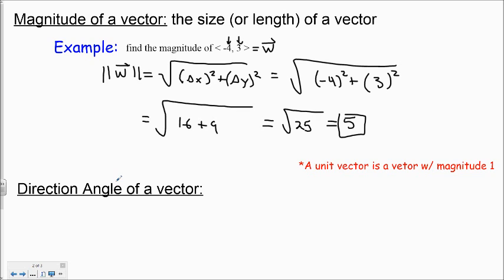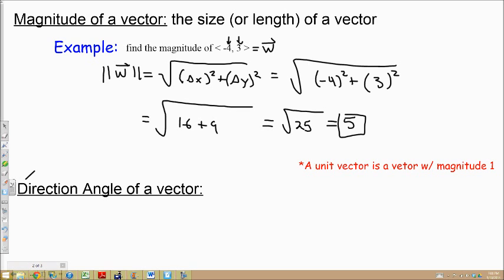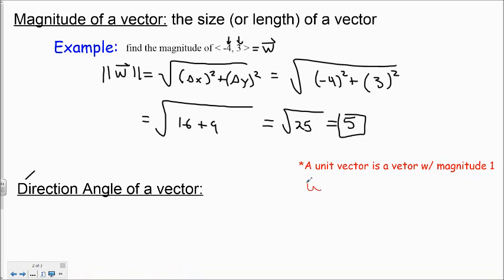Recall that a unit vector is a vector which has magnitude 1. And if I wanted a unit vector in the direction of W, all I would need to do is divide vector W by its length. Since it has length 5, if I was to divide it by 5, it would then have length 1. So if I wanted a unit vector, which I'll call U, in the direction of W, I could merely divide W by its size or magnitude.